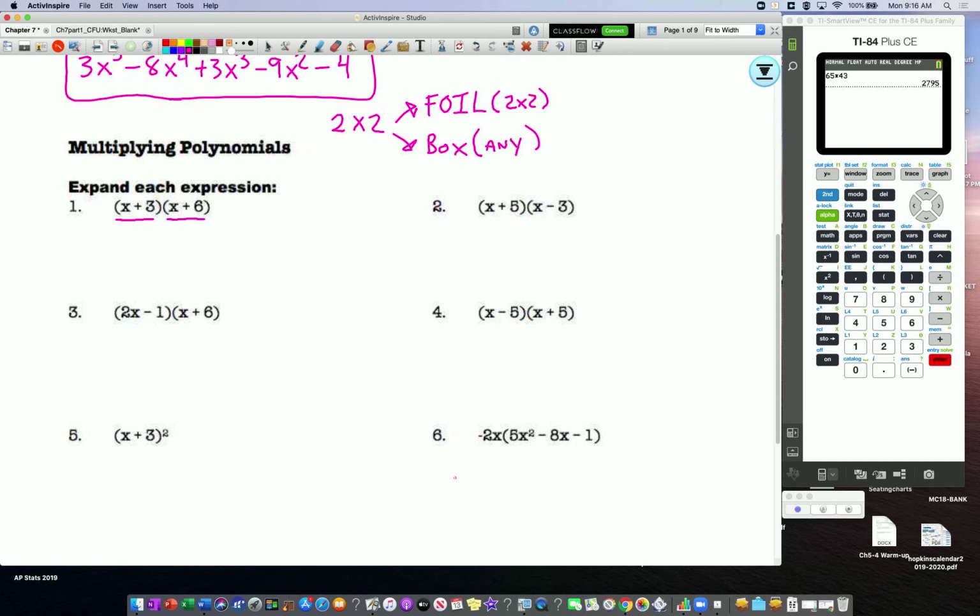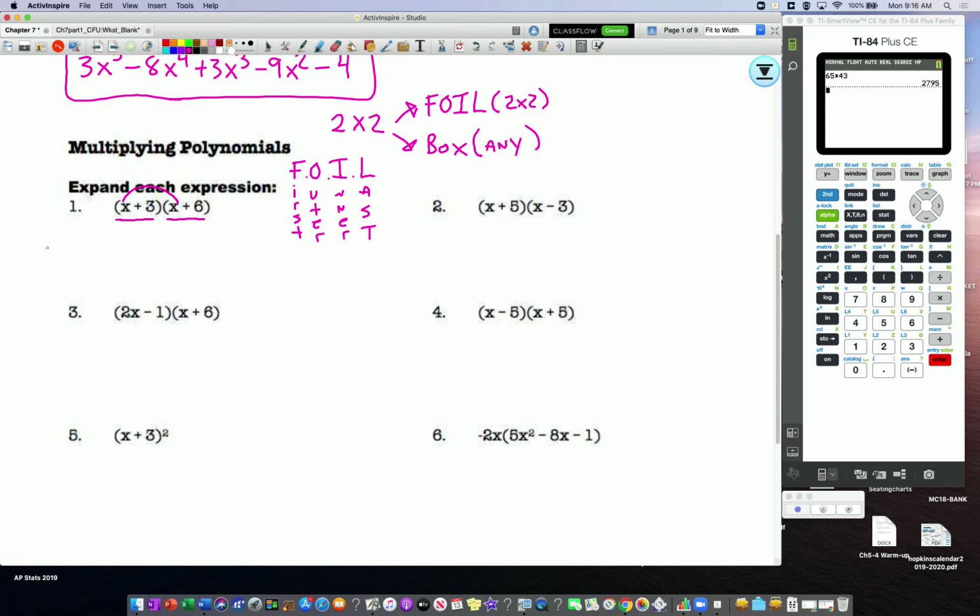So I'm going to show you each method. If you remember, FOIL is actually an acronym. You guys remember that? It stands for first, outer, inner, last. It just helps you remember what you need to multiply. So what it means by multiplying the first together is you multiply the first two terms in each polynomial together.